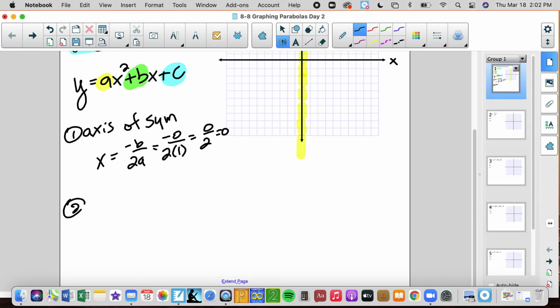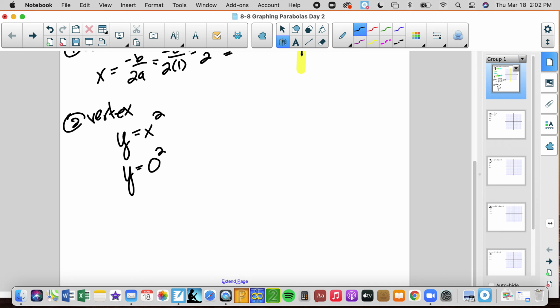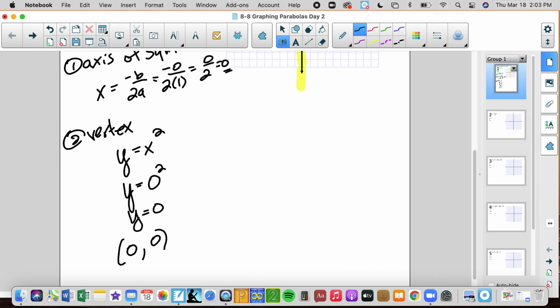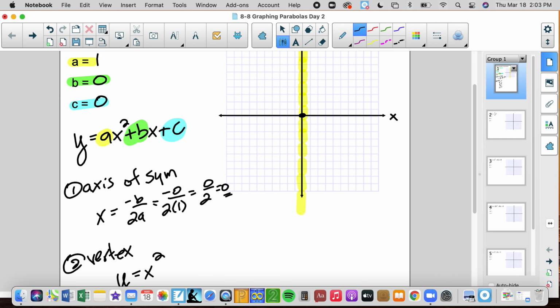That's a horrible way of writing vertex. We find it by plugging in the value that you got for the axis of symmetry, your x value. So your equation is y equals x squared, and we're going to plug in 0 for x. So 0 squared equals 0. So my coordinate is going to be, I plugged in 0 for x, and I got 0 for y. So that's going to be my first point.